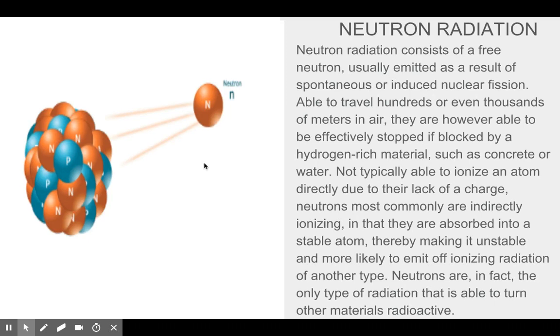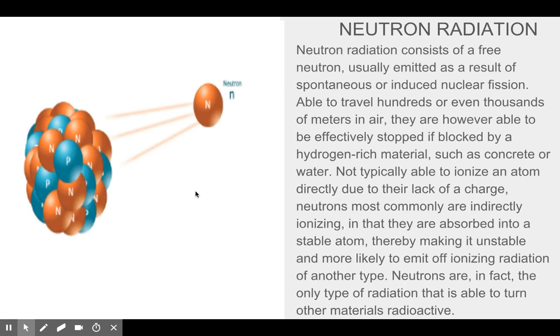Neutrons most commonly are indirectly ionizing. That is to say, they are absorbed in a stable atom, thereby making it unstable and more likely to emit ionizing radiation of another type. Neutrons are, in fact, the only type of radiation that is able to turn other materials into radioactive ones.